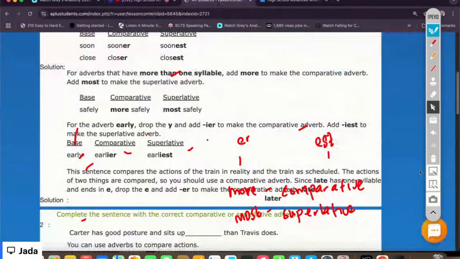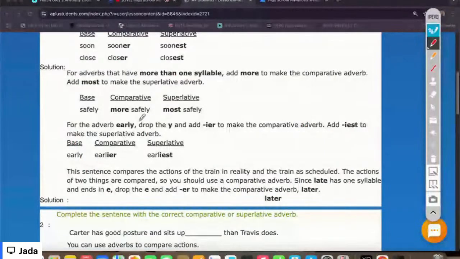And then for adverbs, so for the adverb early, you have to drop the y and then you add ier. So you're slashing the y and it becomes i to make it comparative. And for the superlative, you also have to slash the y and change the y to i and then you add your est. So it will be early, earlier, earliest. Okay.